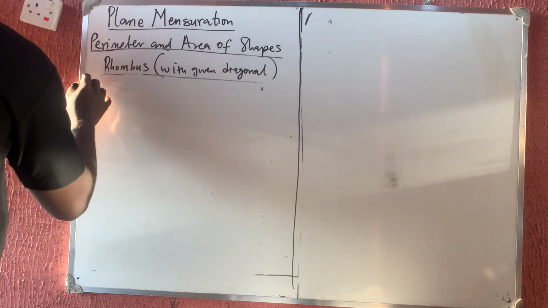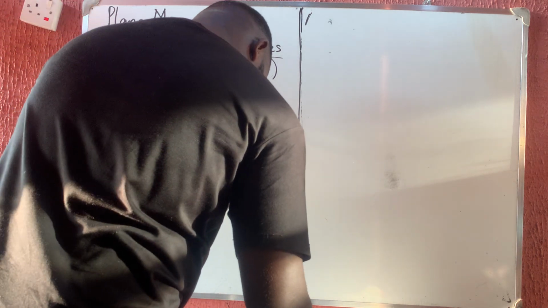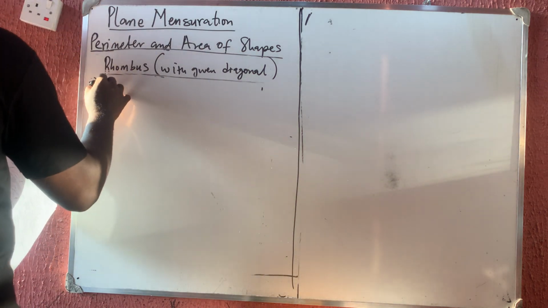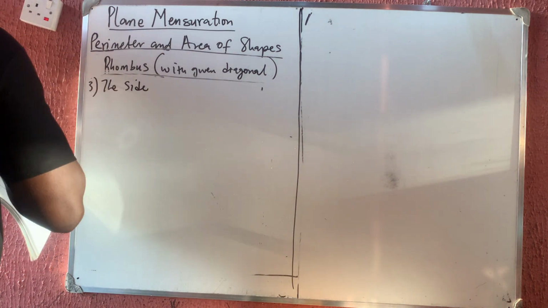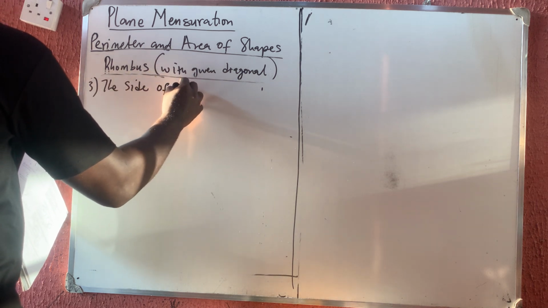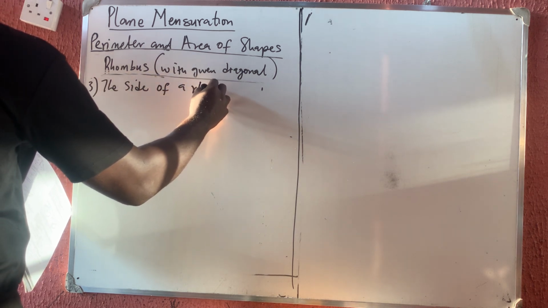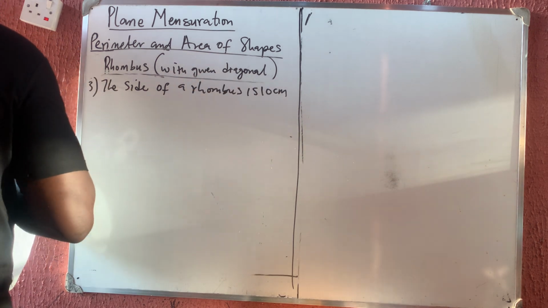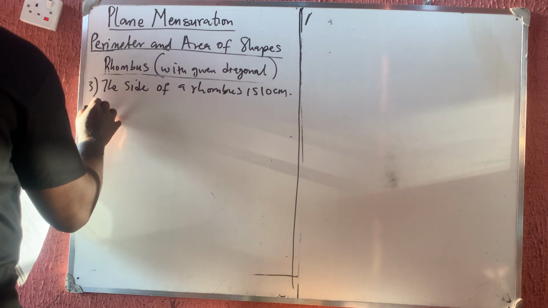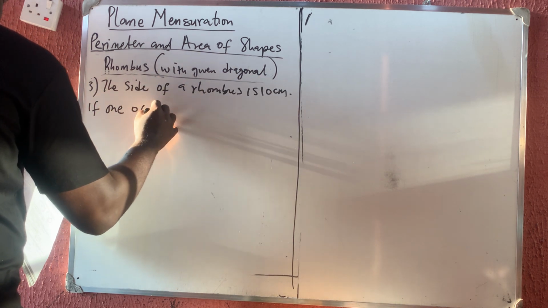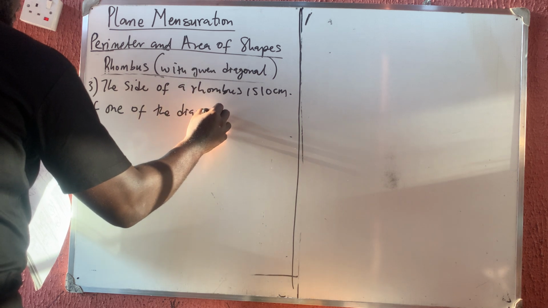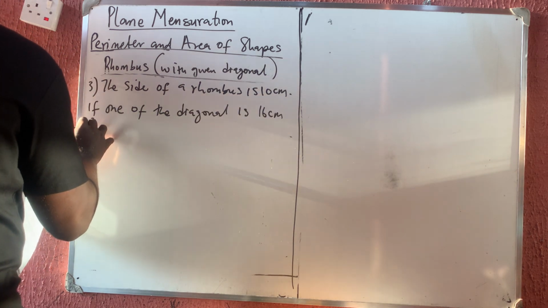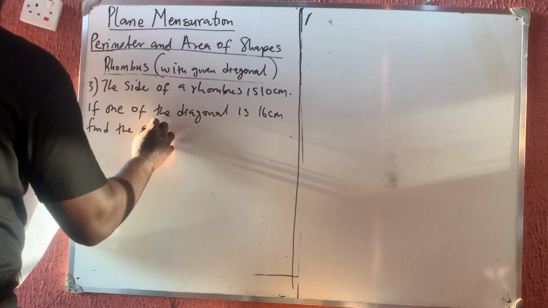So question number 3 says that the side of a rhombus is 10 cm. Then it says that if one of the diagonals is 16 cm, we should find the area. Okay.